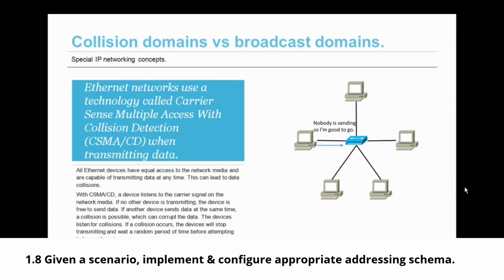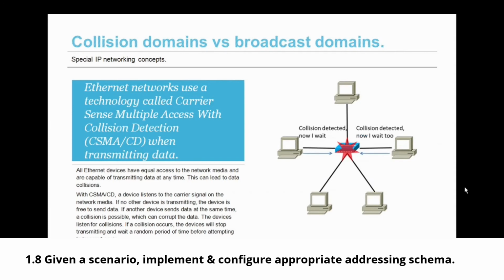With CSMA/CD, a device listens to the carrier signal on the network media. If no other device is transmitting, the device is free to send data. If another device sends data at the same time, a collision is possible, which can corrupt the data. The devices listen for collisions. That's the collision detection part. If a collision occurs, the devices will stop transmitting and wait a random period of time before attempting to transmit again. To do this, they use what is called a back-off algorithm.